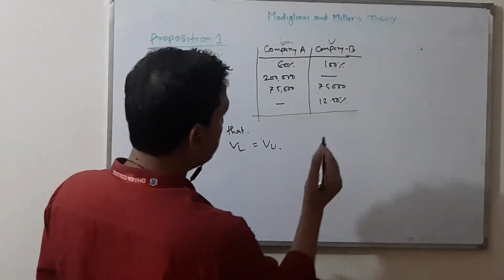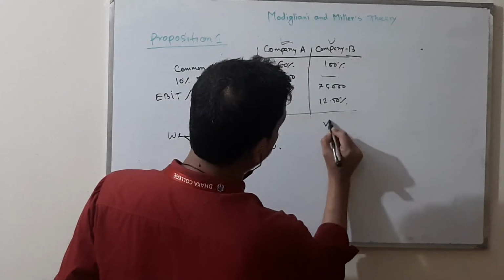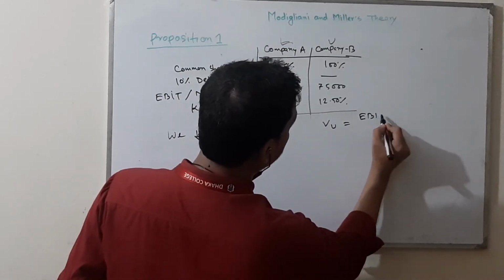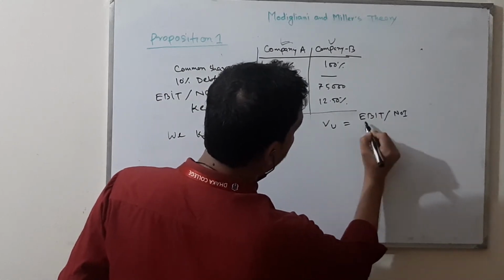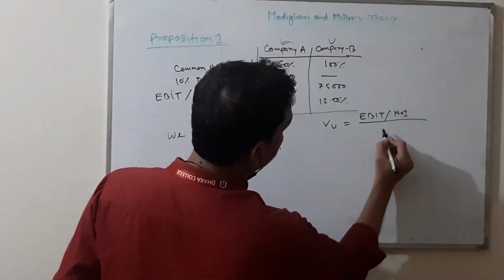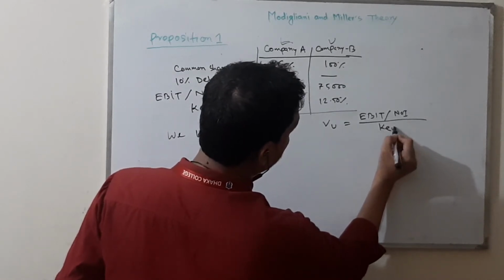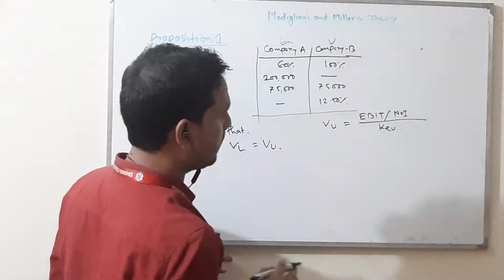Okay, so value of unlevered firm equals EBIT, we already learned this, EBIT or NOI divided by KEU, because here there is no overall cost of capital.